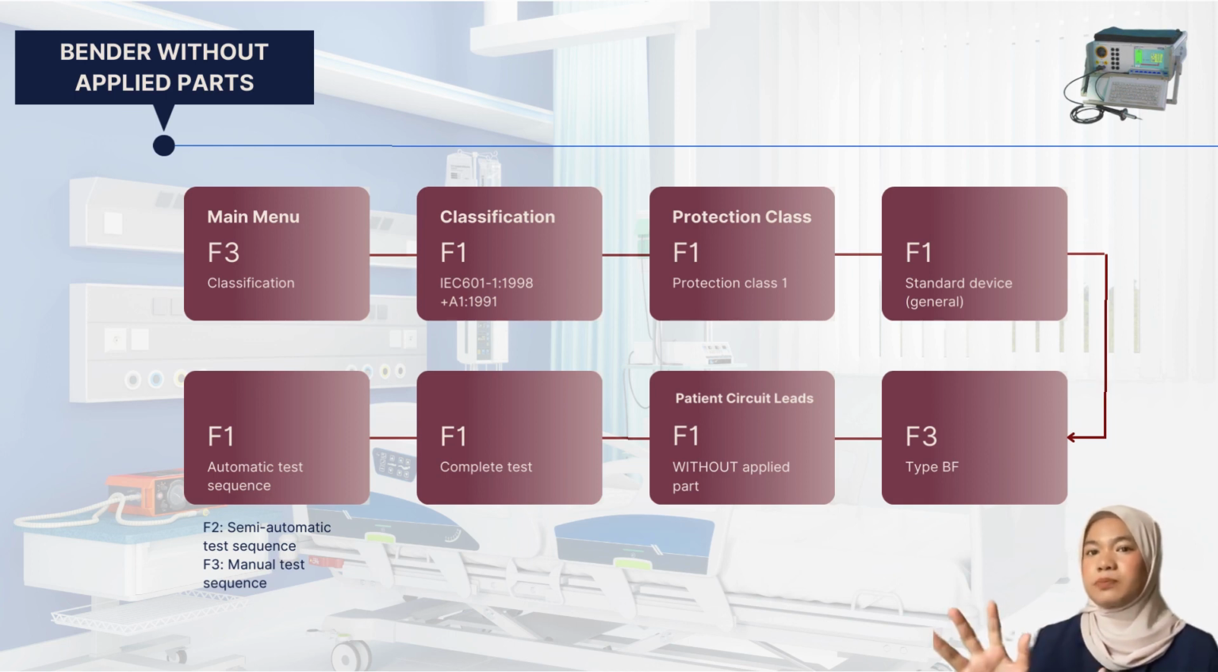And then this is the crucial part to differentiate between without applied part and with applied part, which is the patient circuit lead. We choose F1, which is without applied part. And then we complete the test and we choose F1, which is the automatic test sequence. The Boca undergoes testing in both normal and single fault condition, and the recorded values for protective earth continuity and earth leakage current display on the Bender's monitor.